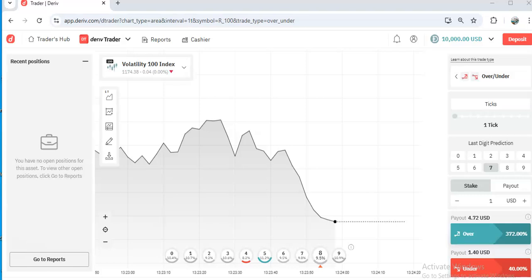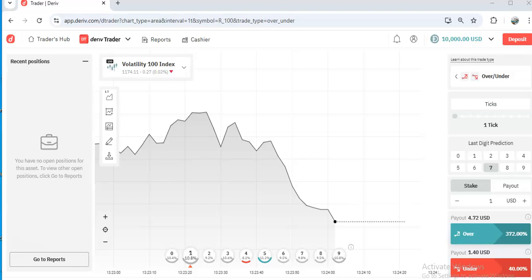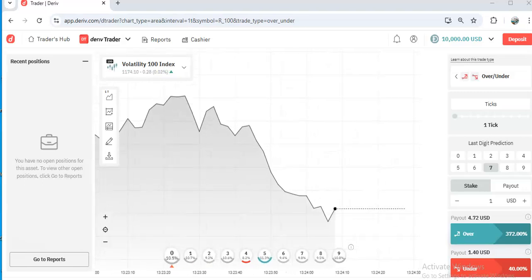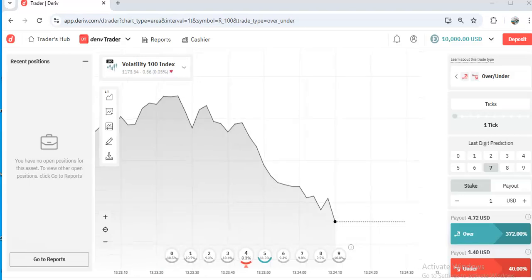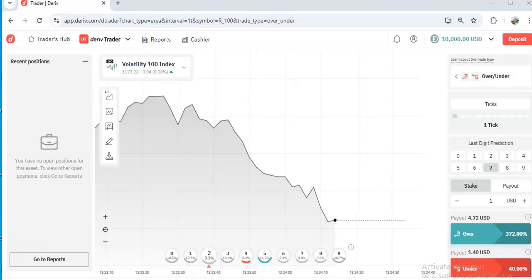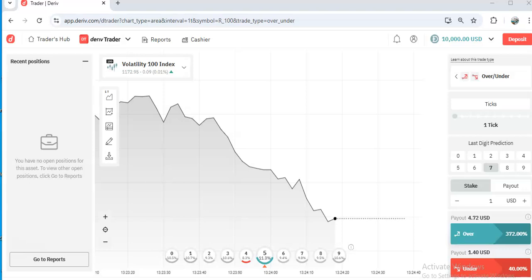So guys, on today's video I'm going to give you a strategy of under 6. Also, guys, note that in my next videos I have the same strategy or the same digit with different strategies, so make sure you watch my videos to get more strategies and also to try different strategies and see what works for you.